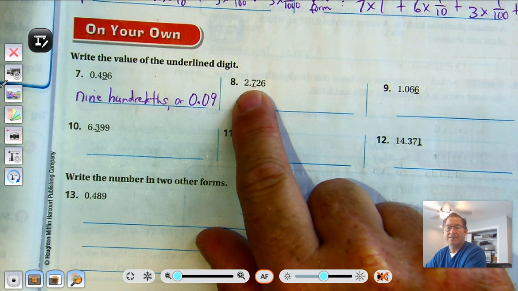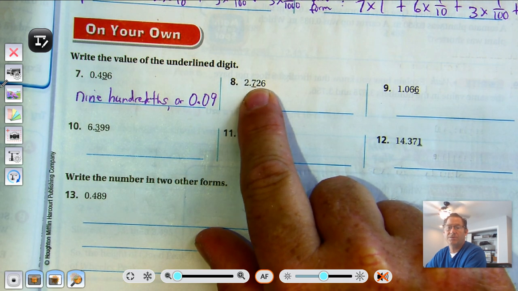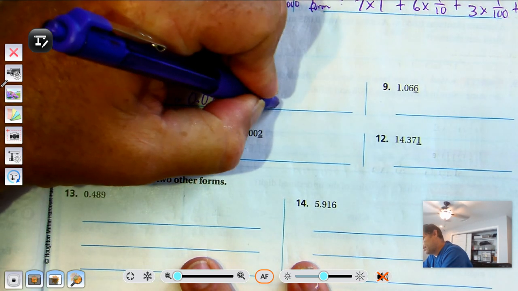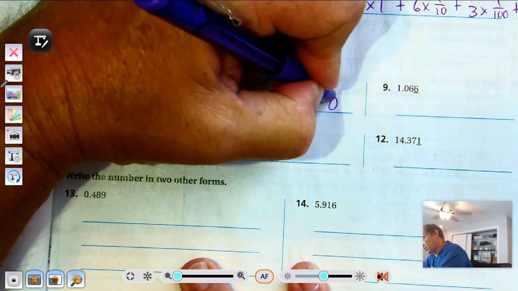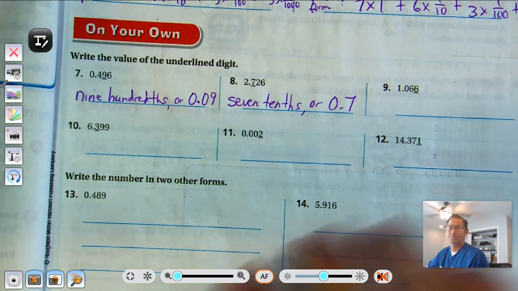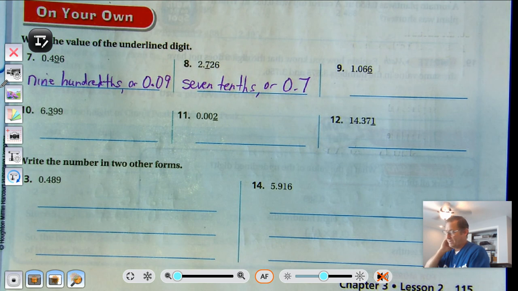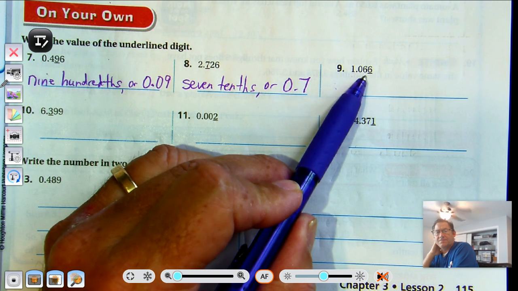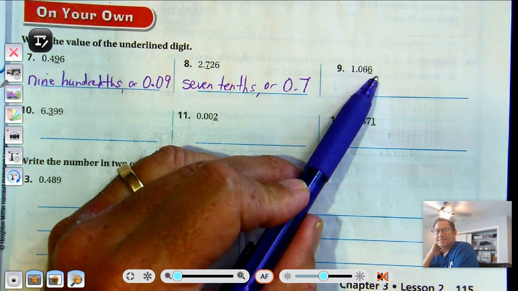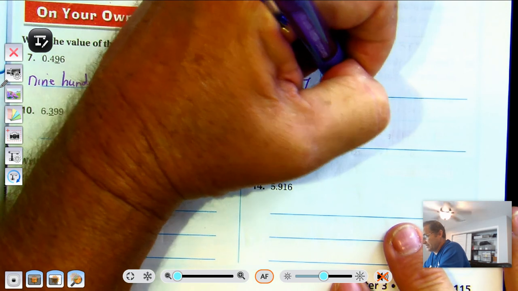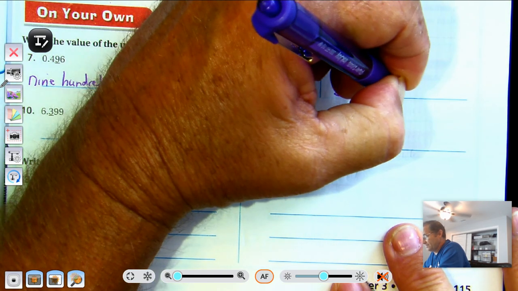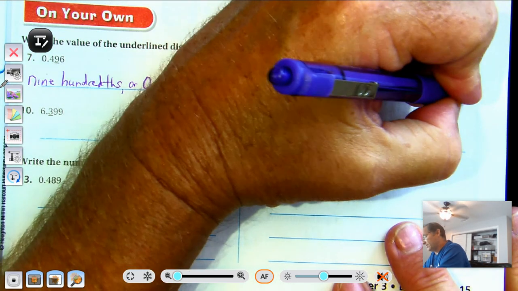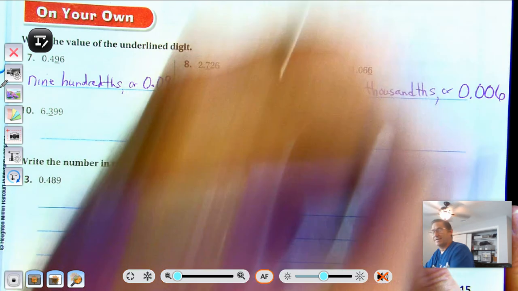In number 8, the 2 is in the ones place. The 7 is in the tenths place. The 2 is in the hundredths place. And the 6 is in the thousandths place. So we have 7 tenths, which we can also write as 0.7. In number 9, we have 1 in the ones place, 0 in the tenths place. The first 6 is in the hundredths place, and the last 6 is in the thousandths place. So we have 6 thousandths. How else can we write 6 thousandths? 0.006.